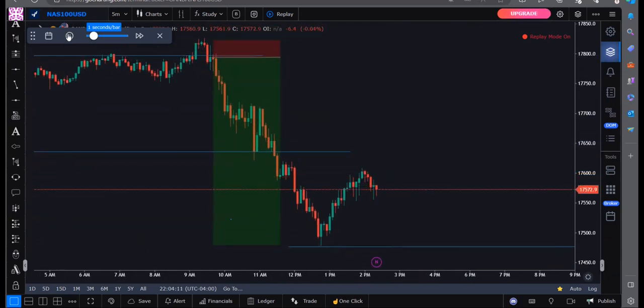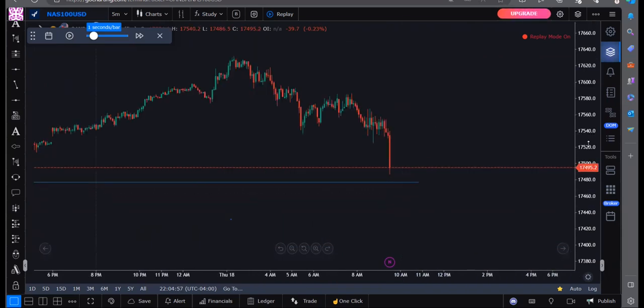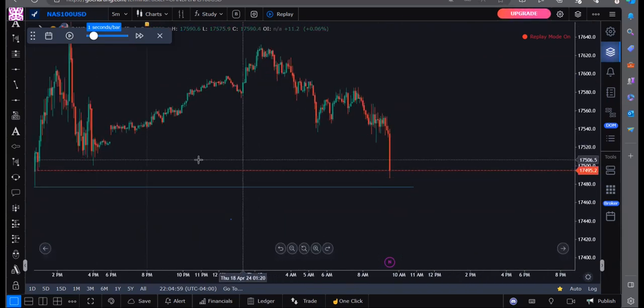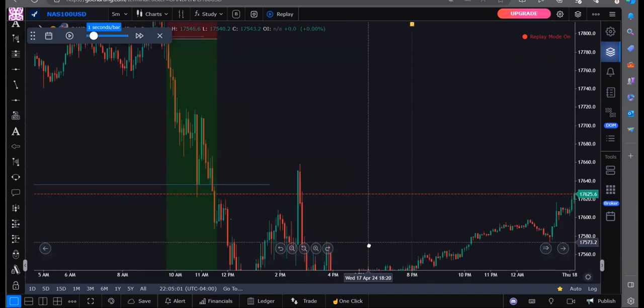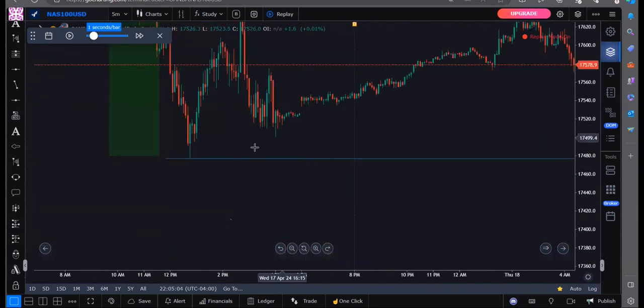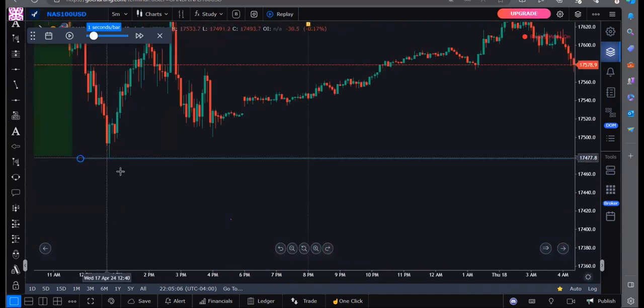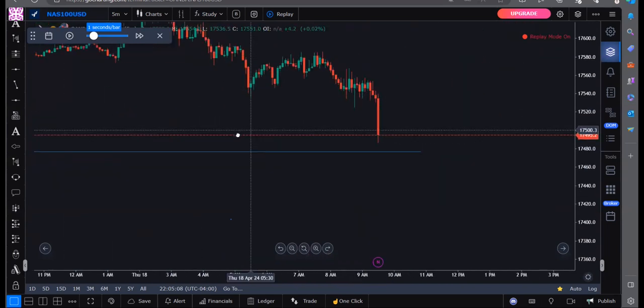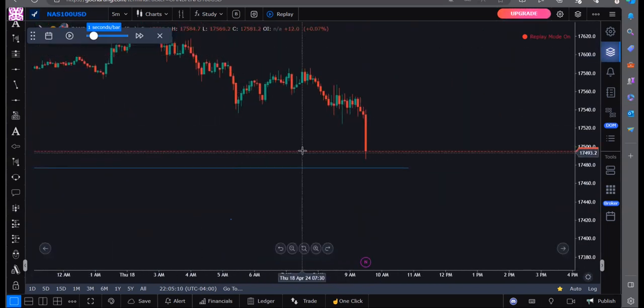So let's continue with another example. We can look to the left. This was the next day from the previous trade we took. We marked down the low of the previous day. That's going to be our liquidity level, and we just wait for the market to give us a fake out and an entry.